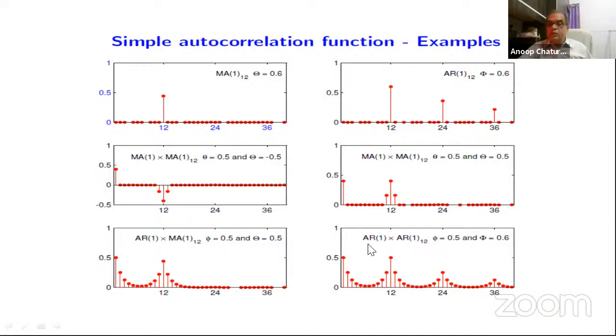Okay, so suppose you have this process AR(1), AR(1)12. So you have the usual AR(1) term and then the seasonal AR(1)12 term. So the autocorrelation function behaves like this. It decreases exponentially, again it starts increasing, goes up to this point, decreases, again increases, goes up to this point, decreases, and so on. And if you look at these points, these maximums are also decreasing exponentially. So this is how the autocorrelation function of all these processes behaves.